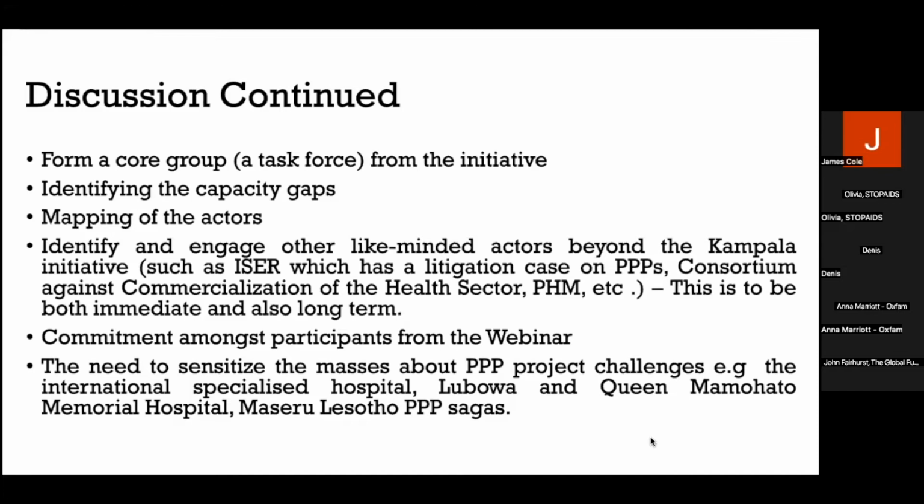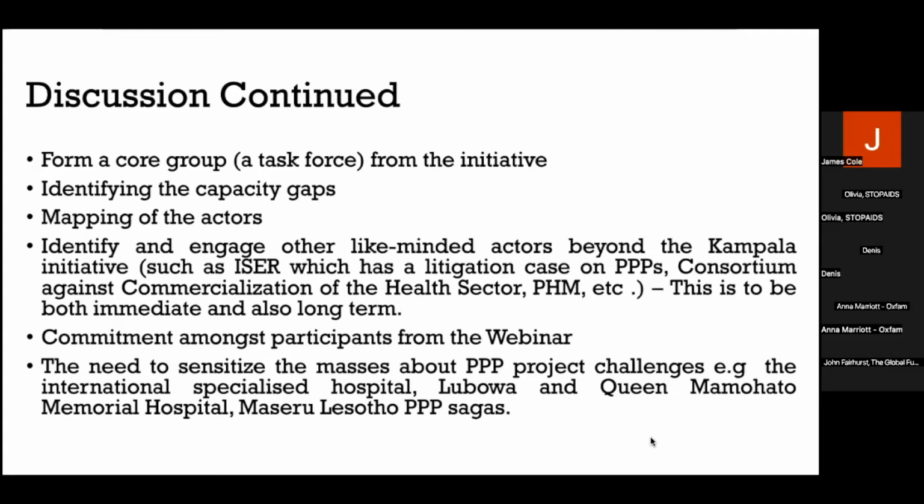Then again, identifying the capacity gaps, we need to look into ourselves, those of us doing advocacy around the issues of PPPs that are affecting the right to health, so that in a way we can find a way of covering up the capacity gaps that exist within us. Then again, mapping of actors, as we have said, is an important issue. And as we do this, we need to document and know who is doing what so that we can support each other in one way or another.